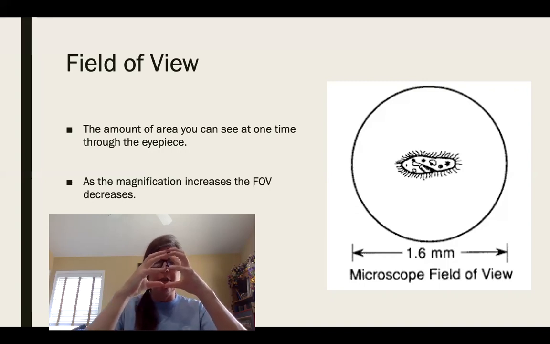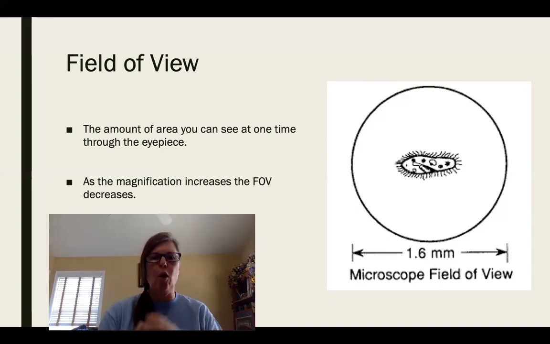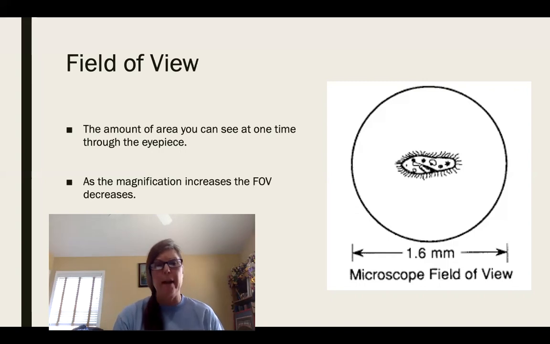The stage has a circle opening, and that's the whole point of a light microscope: when you look at a specimen, light has to pass through it. So you do need to have your microscope turned on or you will not see anything. You turn your microscope on, the light goes through the stage, and then you will see this field of view.